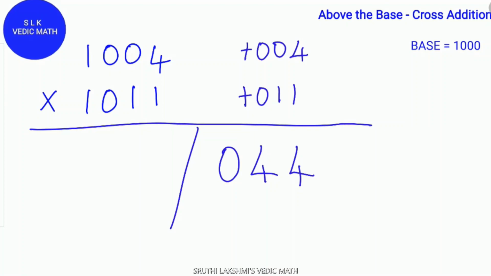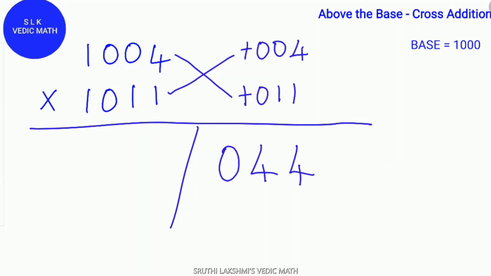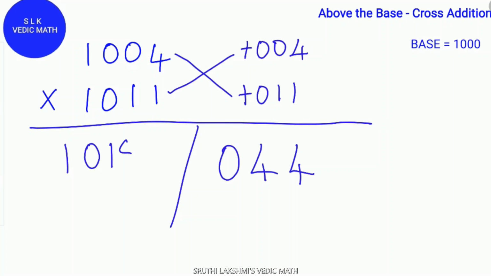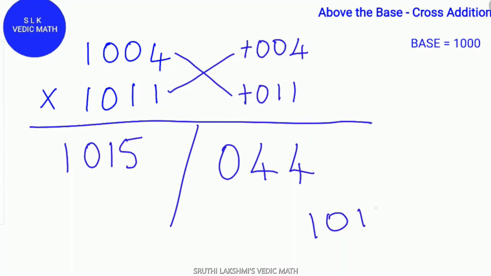Next, we either cross add 1004 plus 11 or 1011 plus 4. They both give the same answer, which is 1015. So 1004 times 1011 is 1015,044.